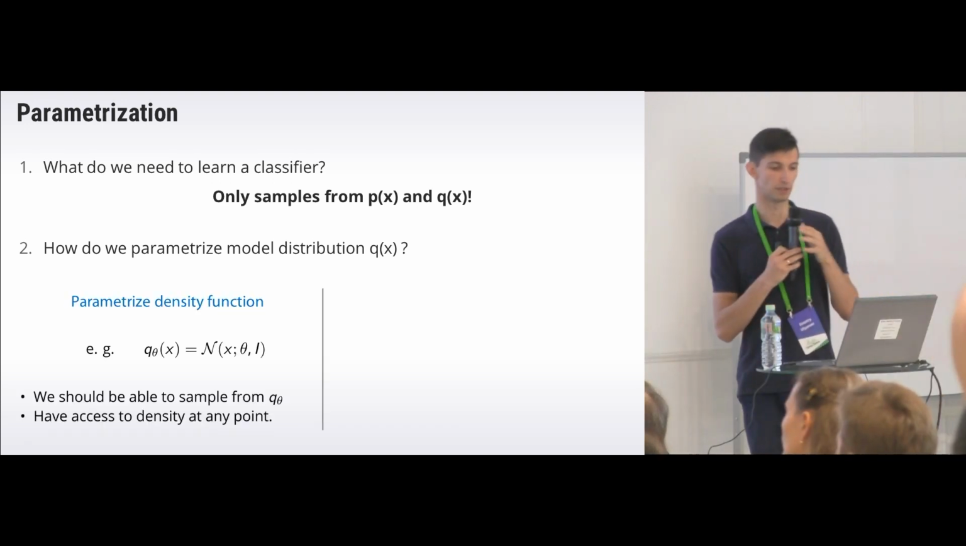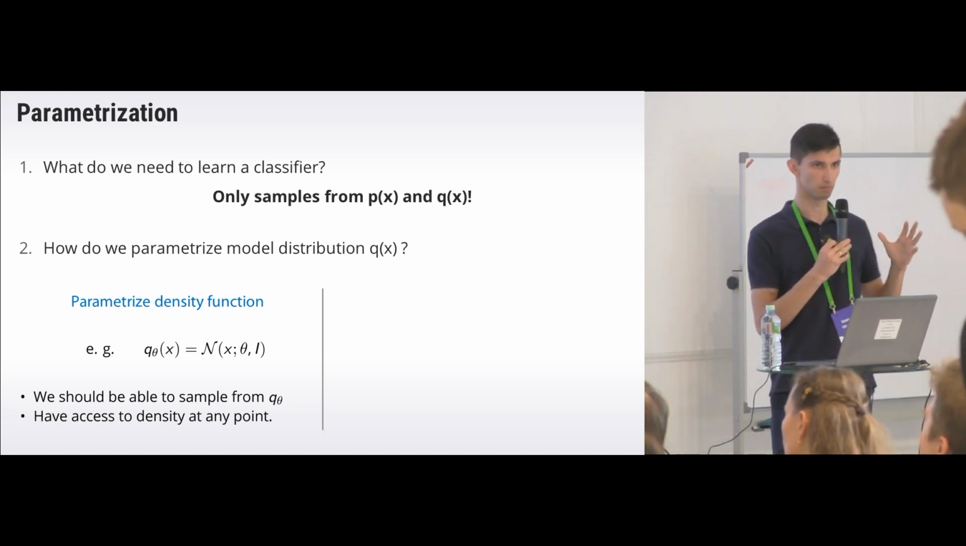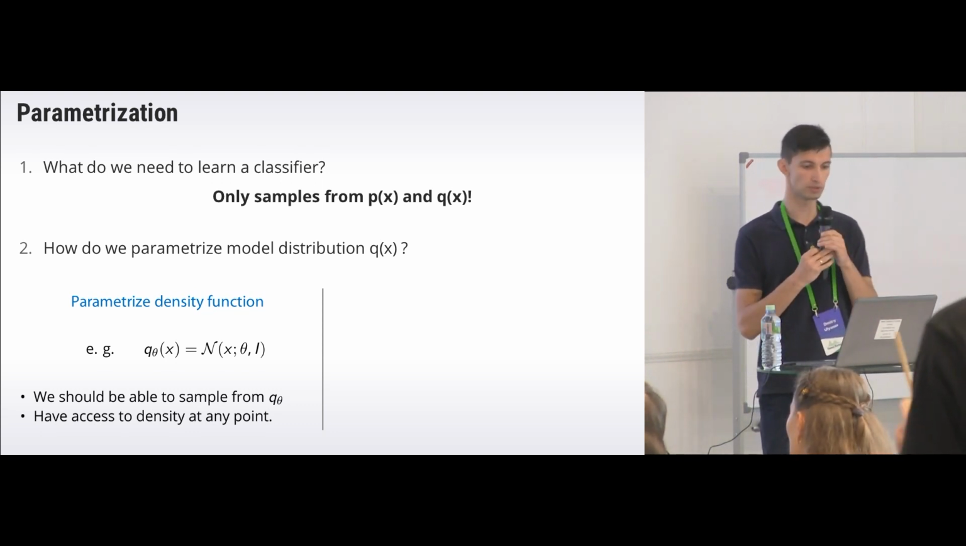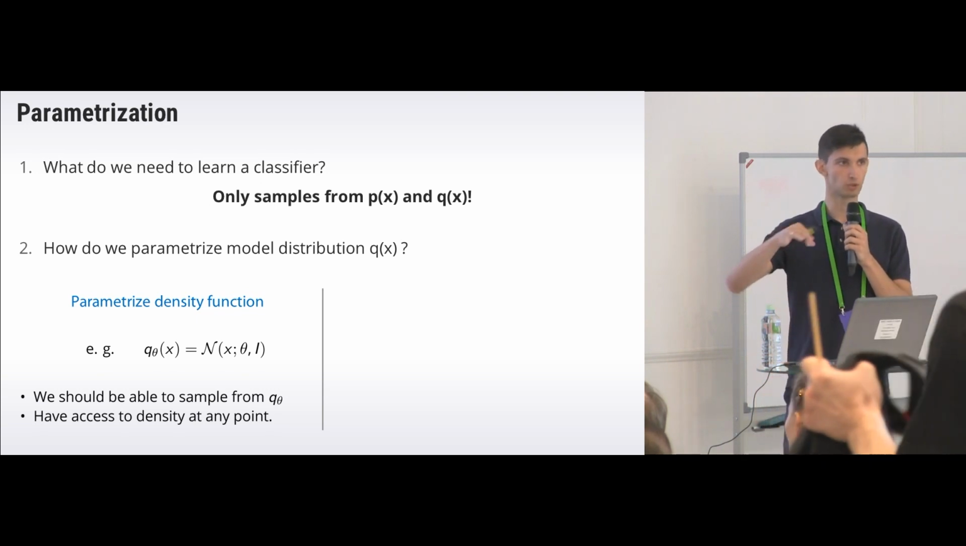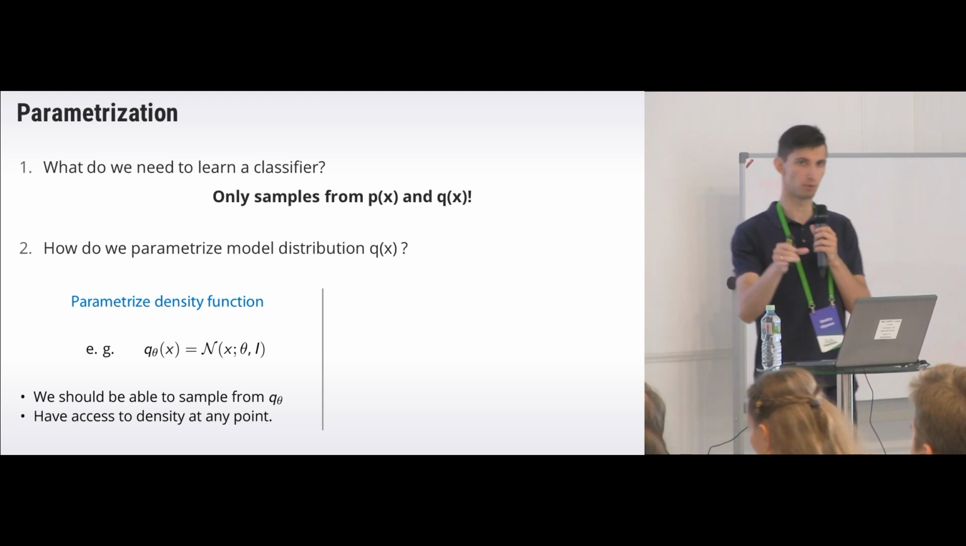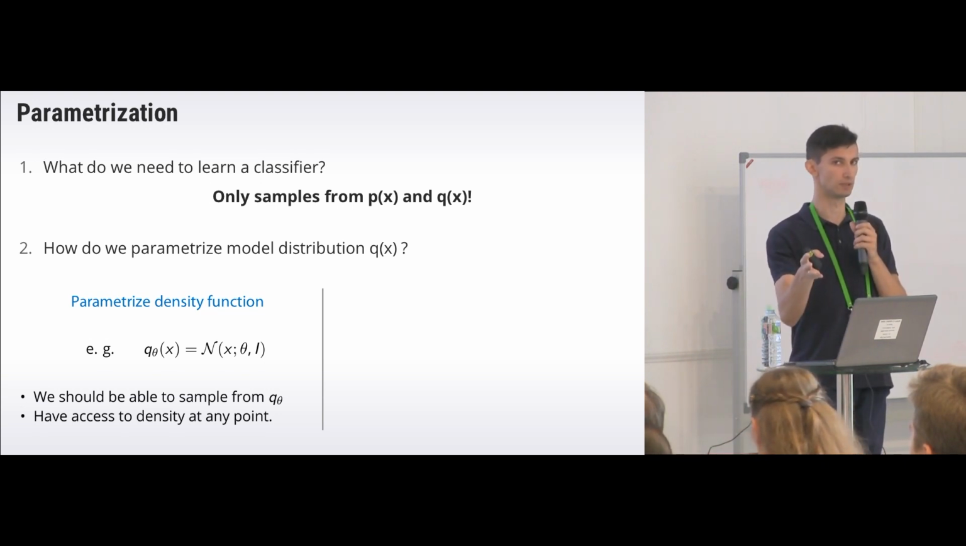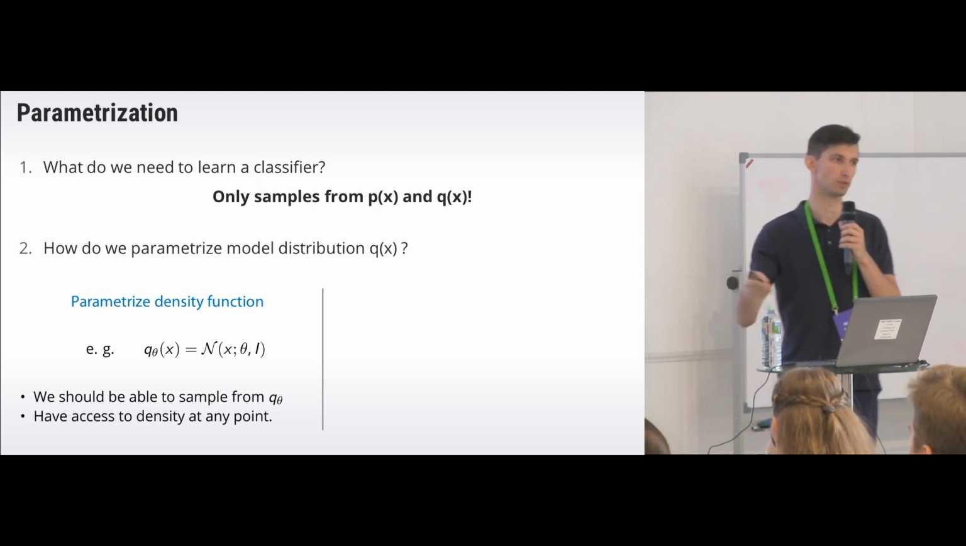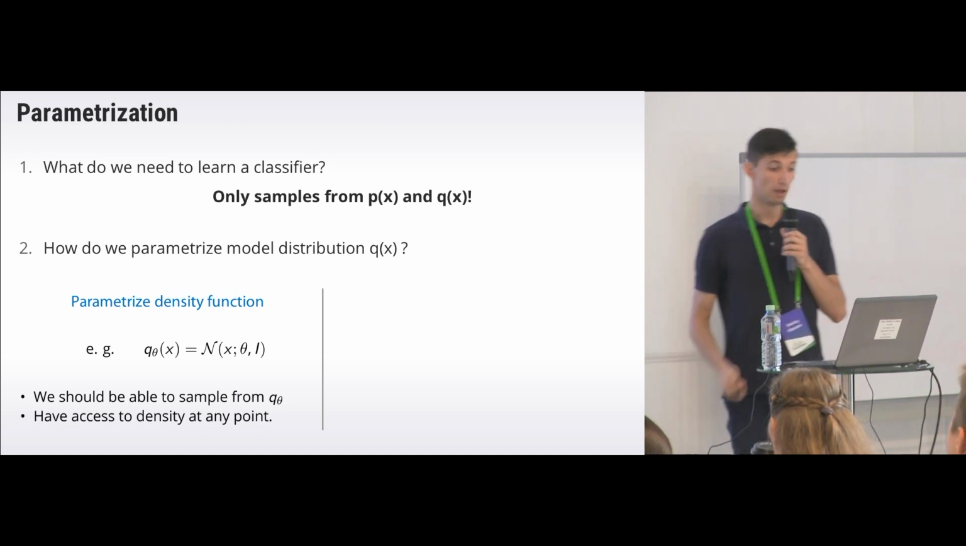The first one is explicit parameterization, as is done in VAE, for example. You say that your distribution belongs to a family of normal distributions, parameterized by, for example, the mean and covariance matrix of the normal distribution.